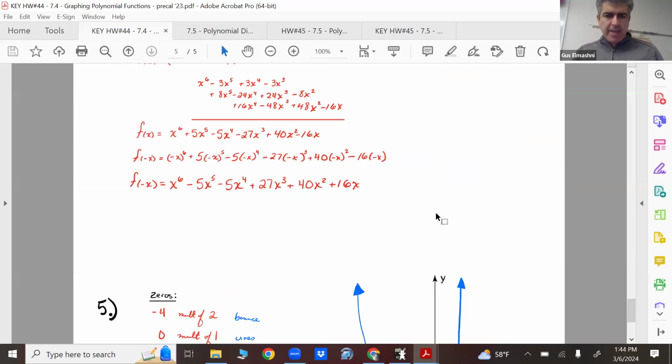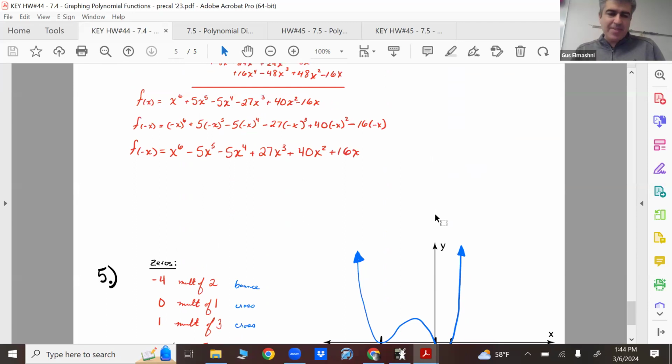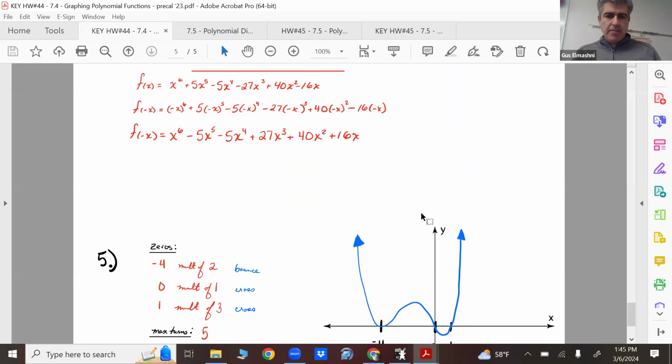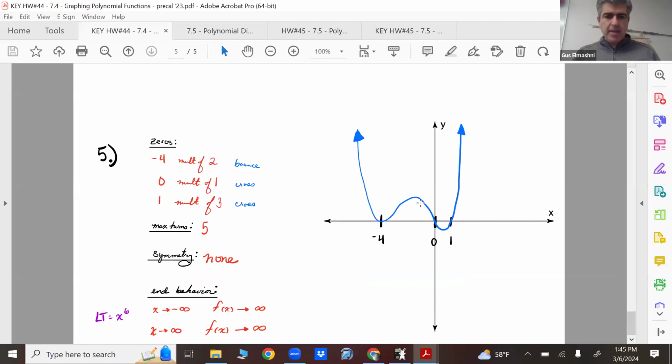And then lastly for 5, again, no symmetry. That's why I think it's just dumb we're asking that. It's a great factor for you. I'm not sure why it was fully expanded. I guess for the symmetry part, but again, just don't worry about it. Degree 6. -4 has multiplicity of 2, 0 has multiplicity of 1, 1 has multiplicity of 3, so it's bounce, cross, cross at -4, 0, and 1 respectively. Maximum turns is 5, but it only shows 3 turns, though maximum turns could be 5. And that's that. Okay, so we're good?